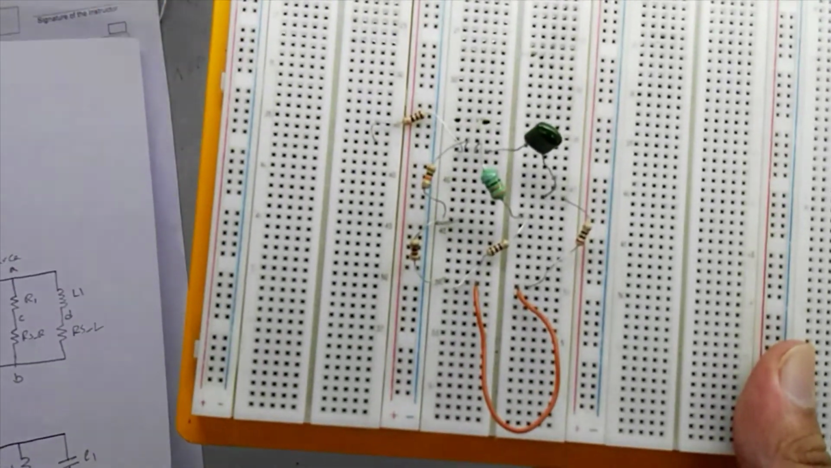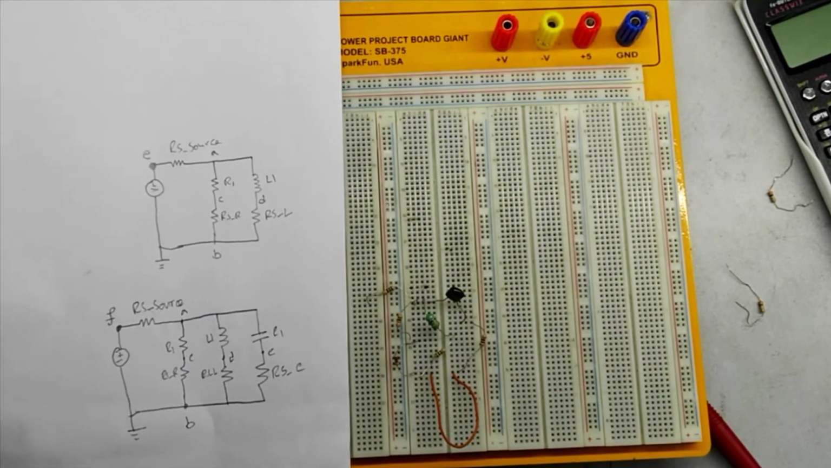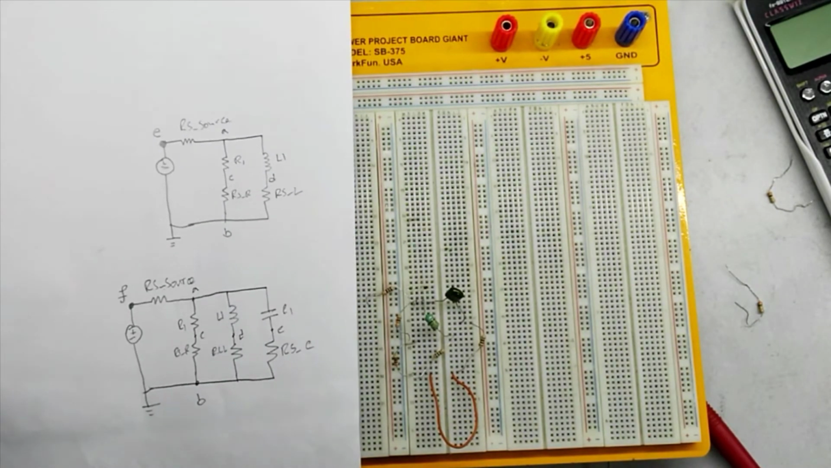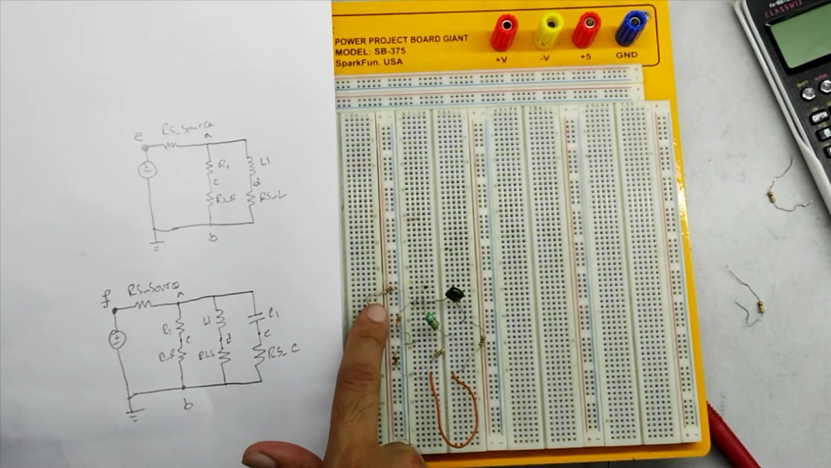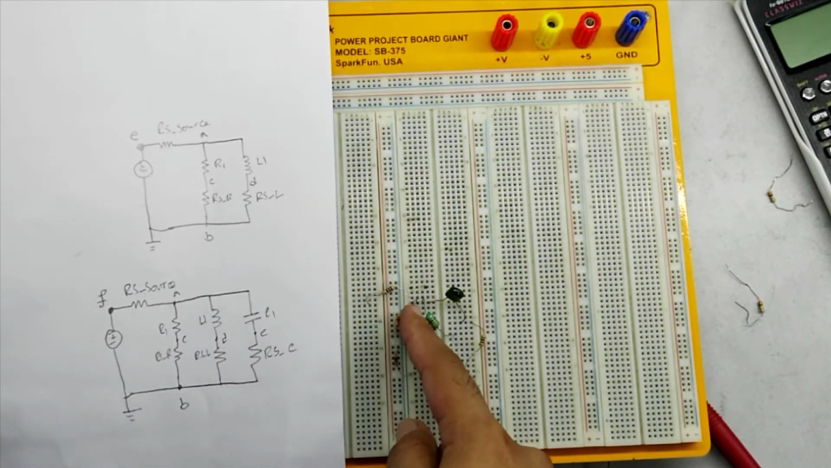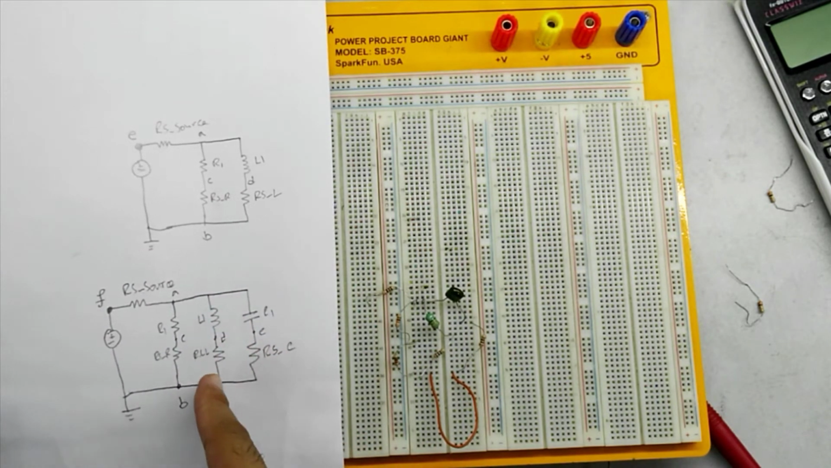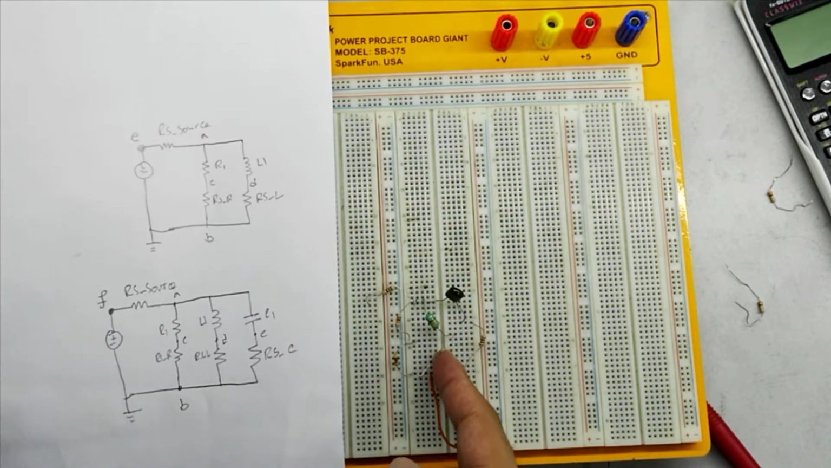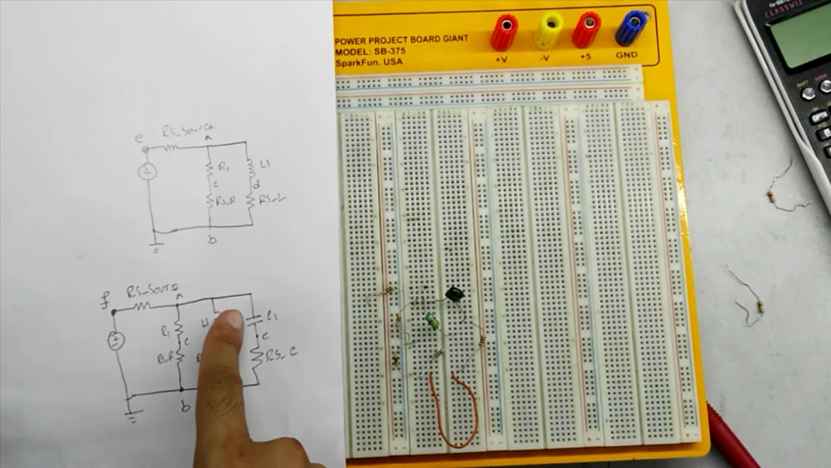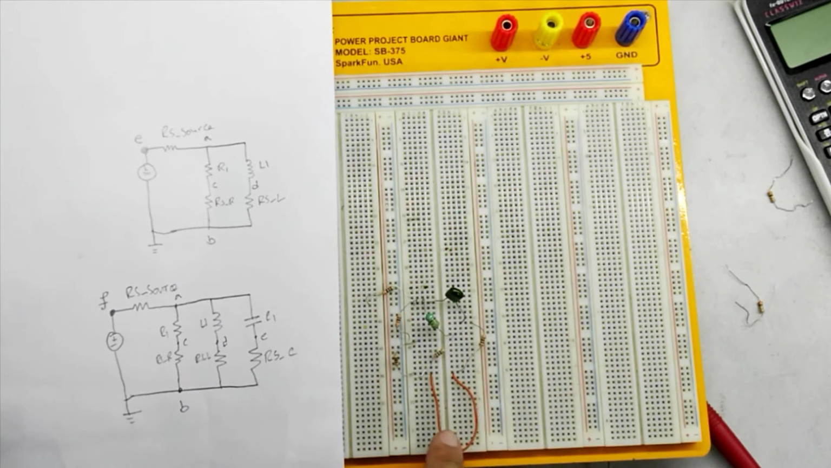As you can see from the circuit, RS source has been placed here. We have a parallel branch with R1 and RSR. With that, we have in parallel inductor L1 and sense resistor RSL. Then parallelly we have capacitor and RSC. We have placed a wire to complete this connection.